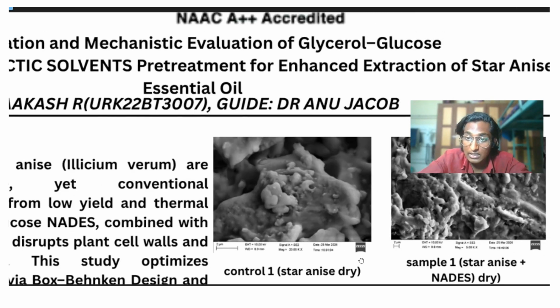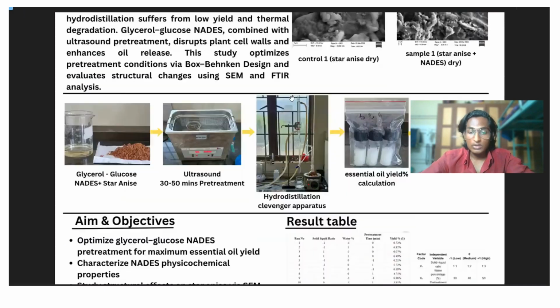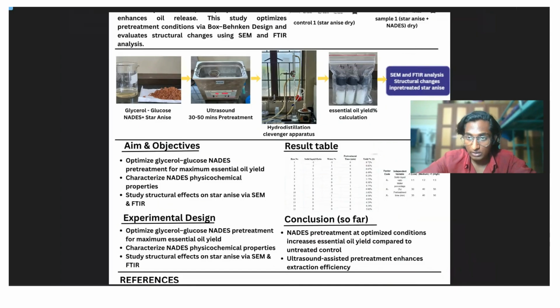In the second one, we took the star anise sample with the NADES solvent, pre-treated it, and then dried it. We can see irregularities and bumps, which tells us that breakage has happened inside, from which we can conclude that the essential oil can be extracted easily. The reason for doing all this is to see that the essential oil taken out with the NADES sample, due to the pre-treatment, gives a better yield than the untreated control. The ultrasound-assisted treatment also gives better extraction efficiency.